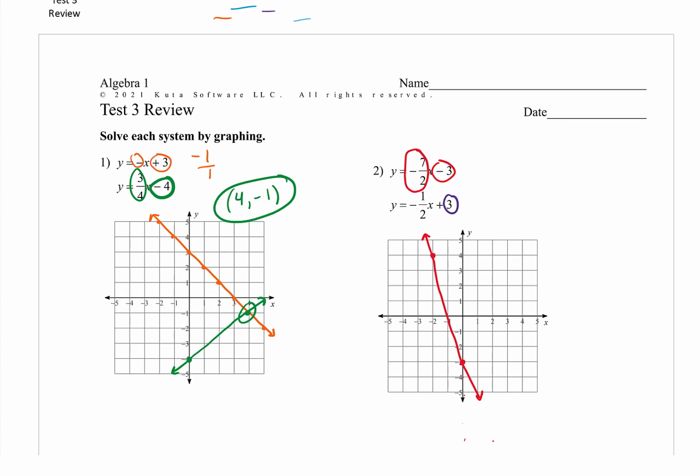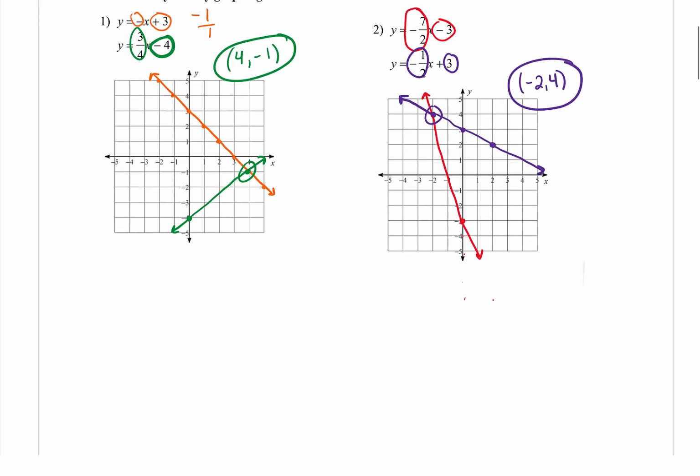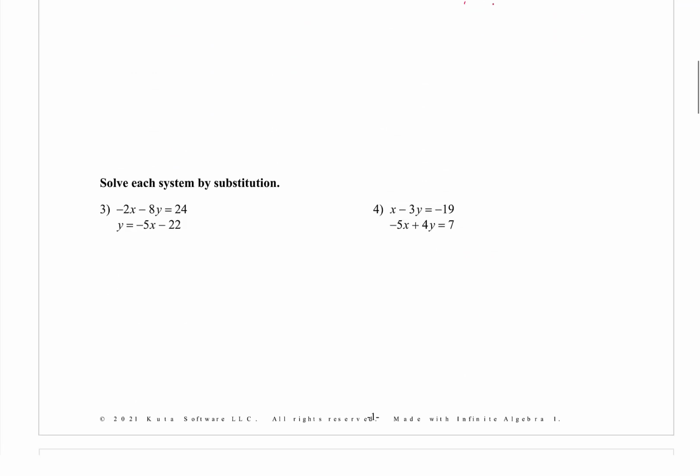So that's going to be our +3 on the y-axis, with a slope of -1/2. Now if we go down 1 and right 2, we've got room, but it doesn't help us meet our line. We have to go backwards, so up 1 and left 2. That gives us this point right here, which is (-2, 4). And that is how we solve a system by graphing.